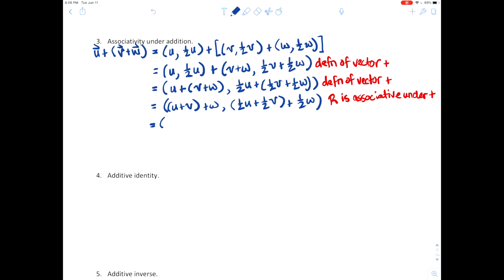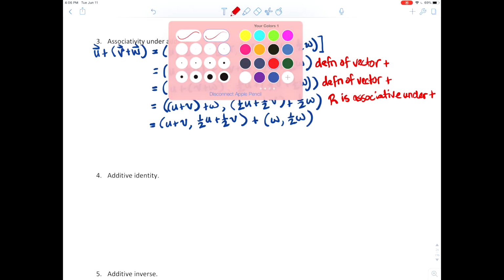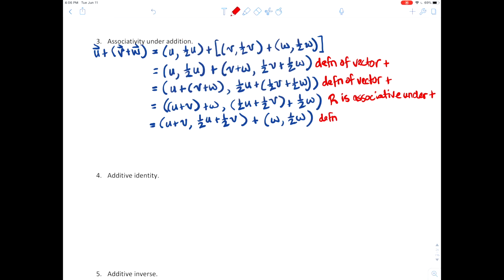Using the definition of vector addition, we will have u plus v, comma, 1/2 u plus 1/2 v. That is u plus v, right? And now we have to represent w alone, and that will be w comma 1/2 w. So that's definition of vector addition.